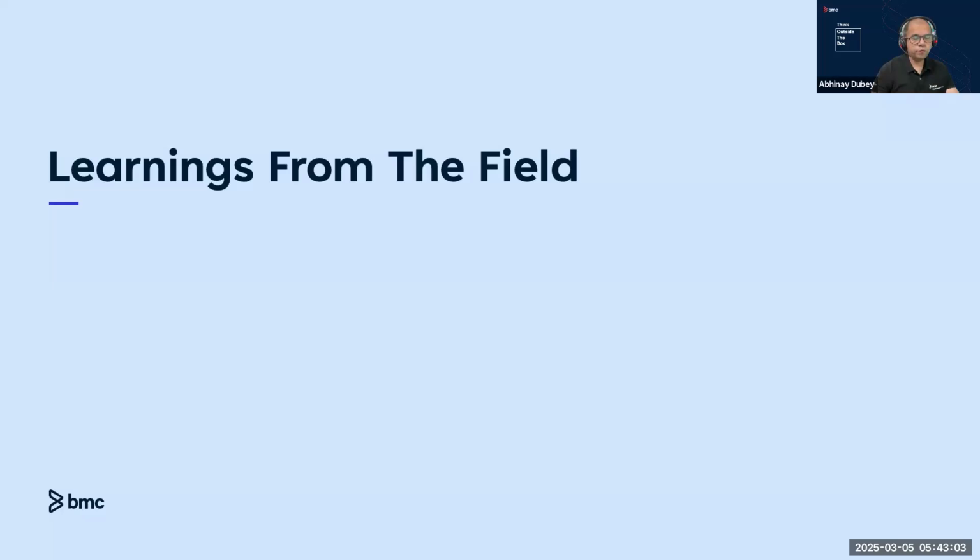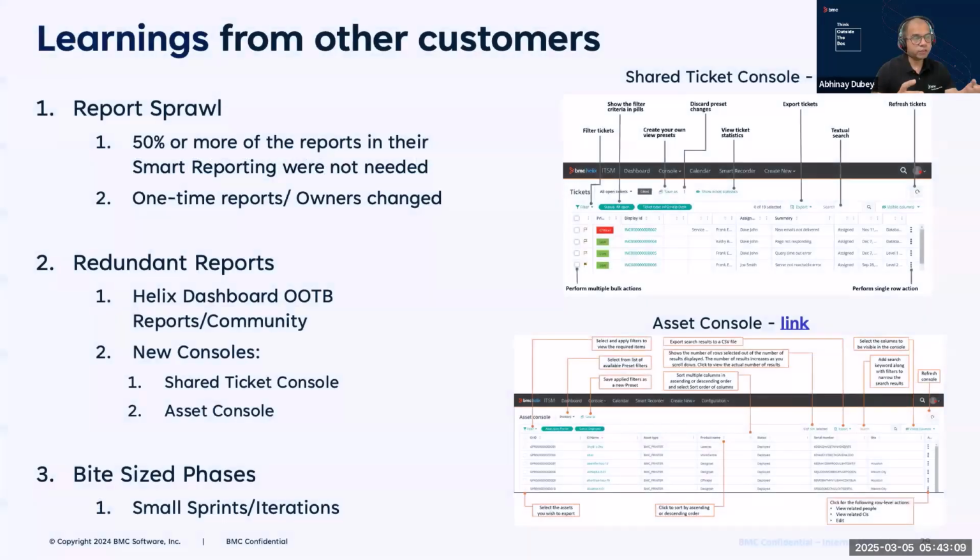Based on our interaction with all other customers who have gone through this journey, we have seen some common trends across all customers. Every customer is different, every situation is different, so some of the things will change, but there are some commonalities, and I just wanted to talk about some of them. So, some of the learnings, the number one is report sprawl. What happens is most organizations don't have a governance structure on their report creation. So anybody is able to create a report. Over time, that leads to a lot of reports getting accumulated, and most of them are not getting used.